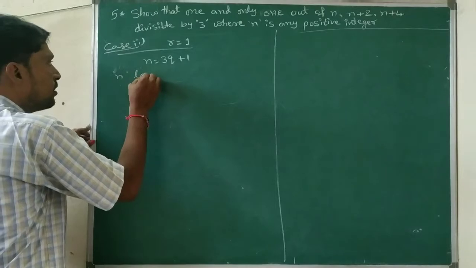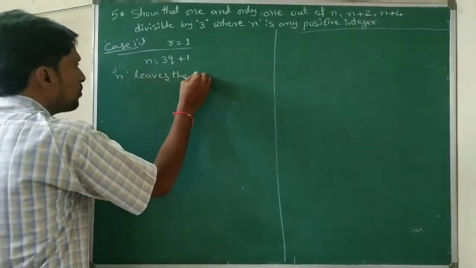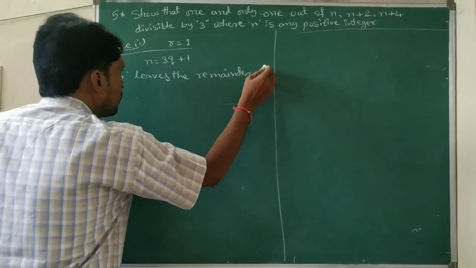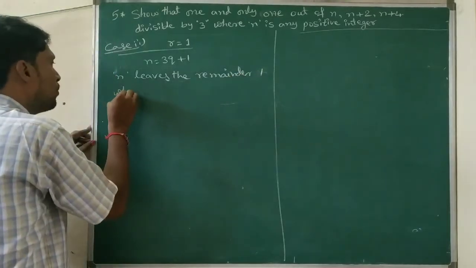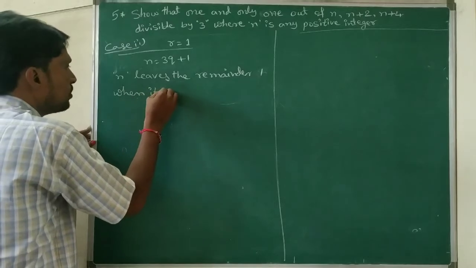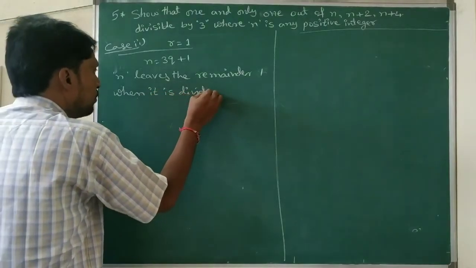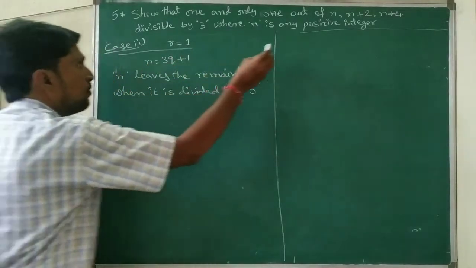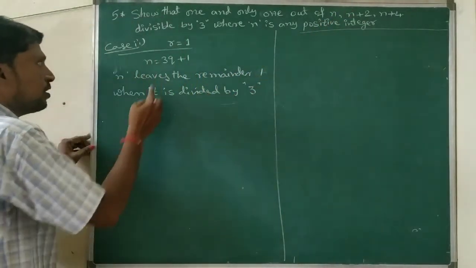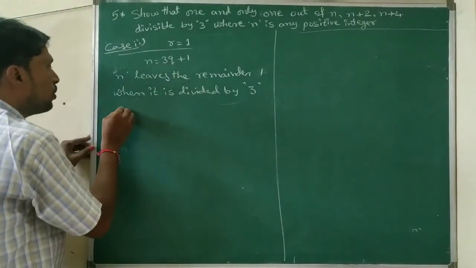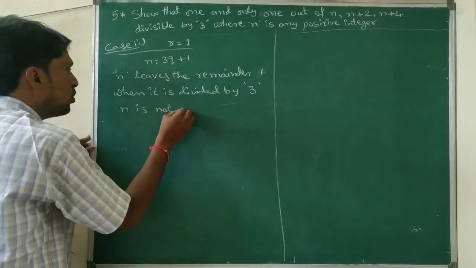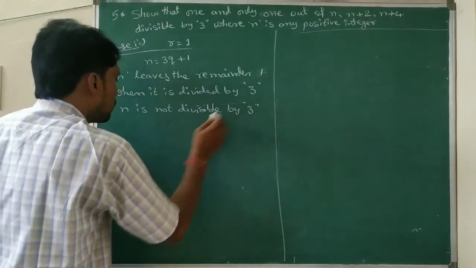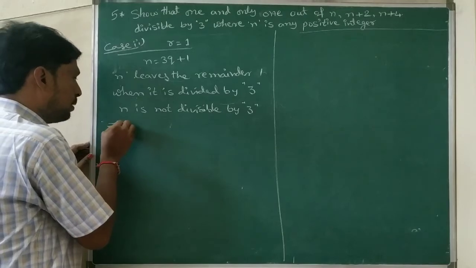N leaves the remainder 1 when it is divided by 3. Now the n value is completed. So here the conclusion: is it divisible or not? So n is not divisible by 3. Now n plus 2 we need to find.